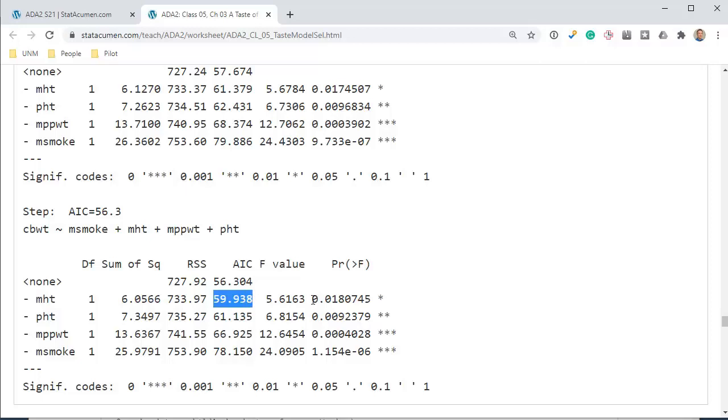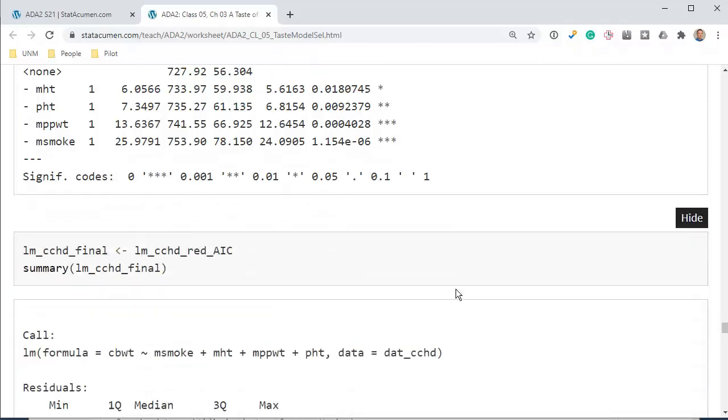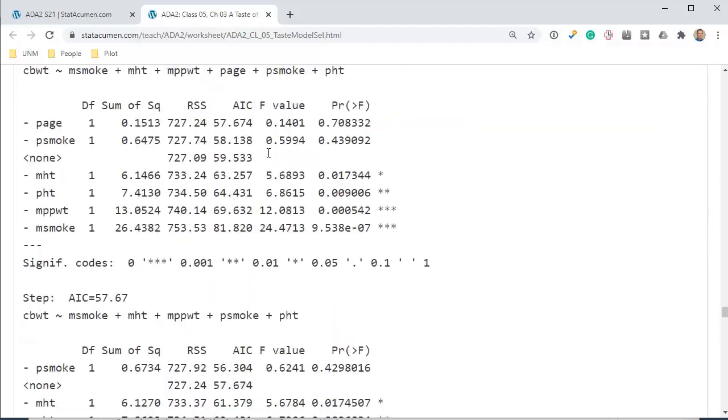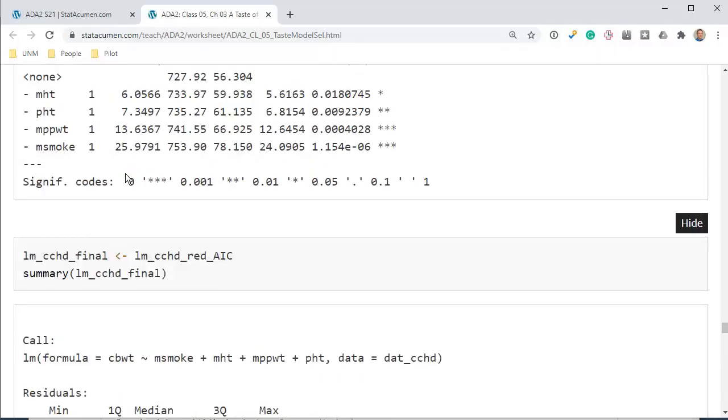It turns out, though it doesn't necessarily turn out this way, that these are also significant in the model. So this seems like our final model for backward selection, and the process stops. Let me page up for a moment. From the step procedure, the result went into an object that I called reduced, red for reduced, and AIC to indicate which criterion I used for that reducing. If I page down now, I'm going to move that reduced model and call it final. And now we'll look at the summary.